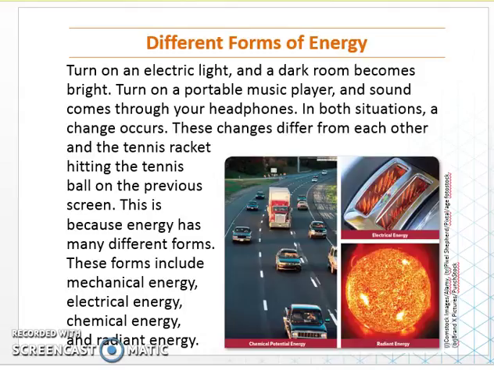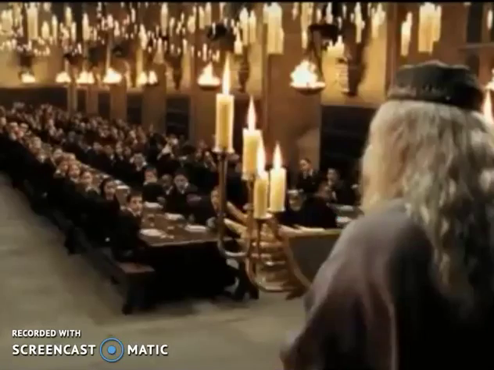Turn on an electric light and a dark room becomes bright. Turn on a portable music player and sound comes through your headphones.